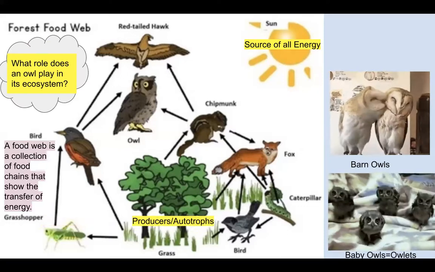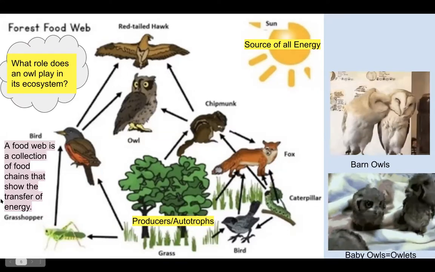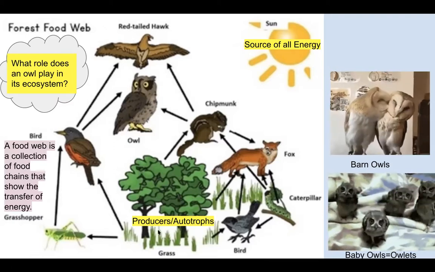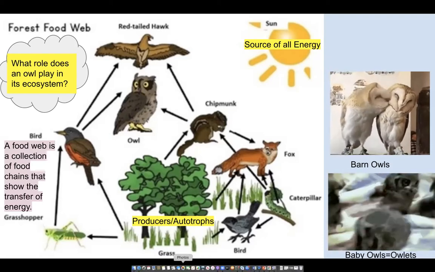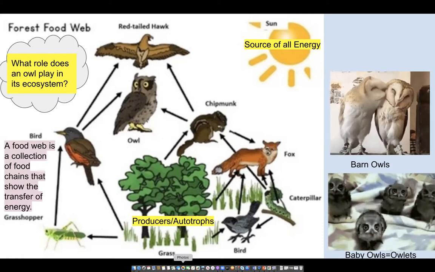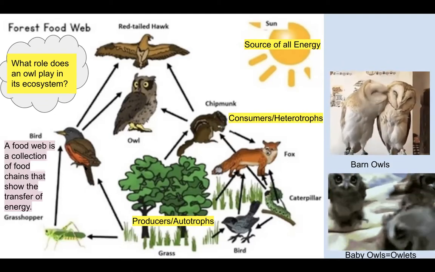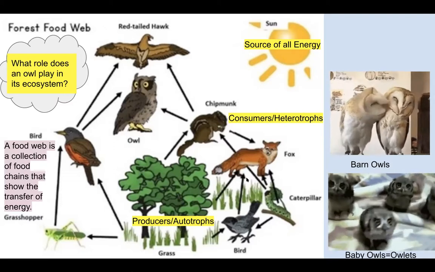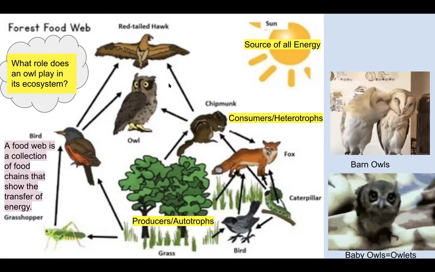Then, of course, just like in a food chain, we have our producers or our autotrophs. They are using that sun's energy to undergo photosynthesis. And in doing so, they're releasing oxygen for our consumers. And they're also providing food for our herbivore consumers as well as our omnivore consumers. And then, of course, we also have the animals, the consumers, or heterotrophs, those organisms that can't make their own energy, so they have to eat other organisms for food. And our owl is an example of a consumer or heterotroph.